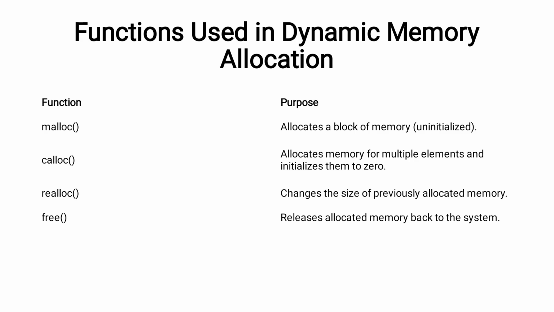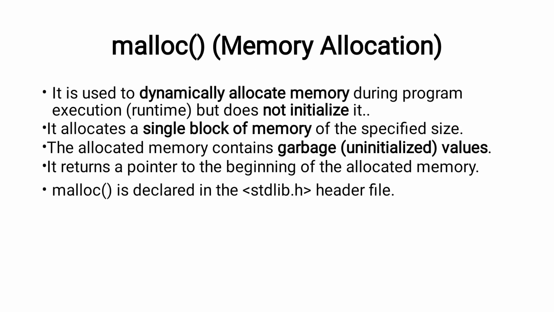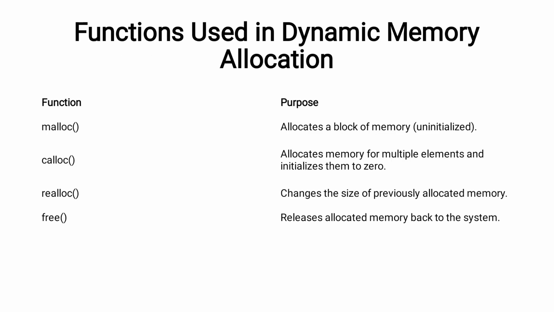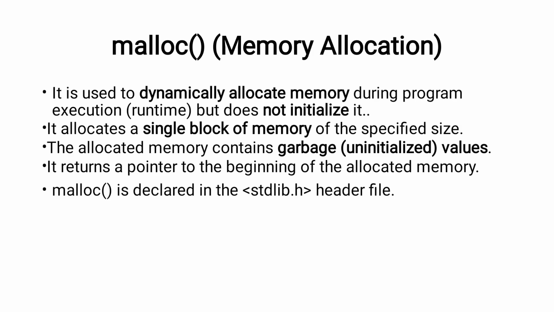So what are the functions in dynamic memory allocation? There are 4 functions: malloc, calloc, realloc and free. In this video we are going to see about malloc. So what do you mean by malloc? Some block of memory will be allocated. Malloc means M is for memory, so memory allocation.